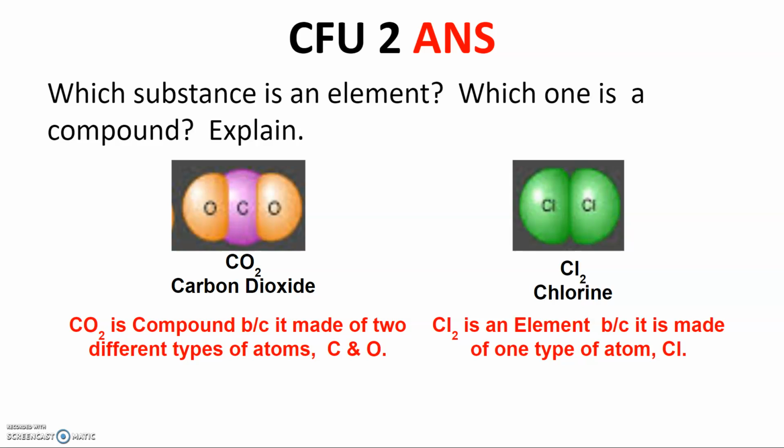All right, CO2 is a compound, and that's because it's made up of two different types of atoms, carbon and oxygen. And chlorine is an element because it's made up of one type of atom, chlorine.